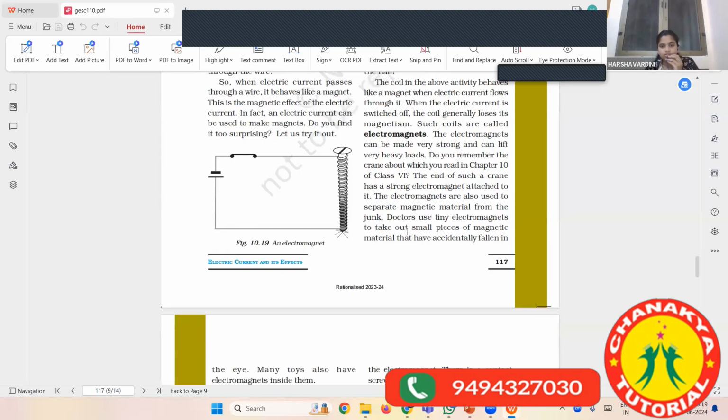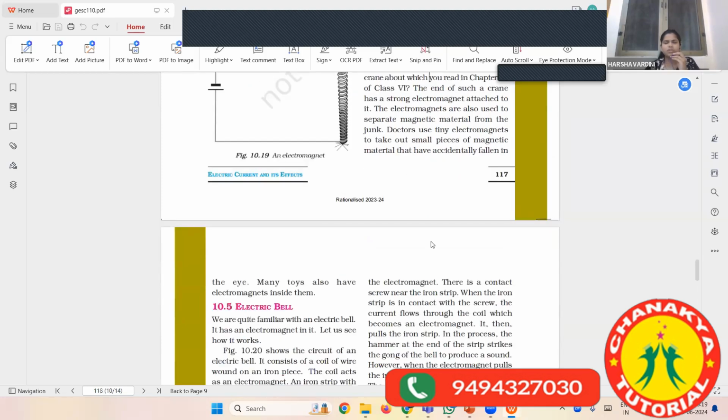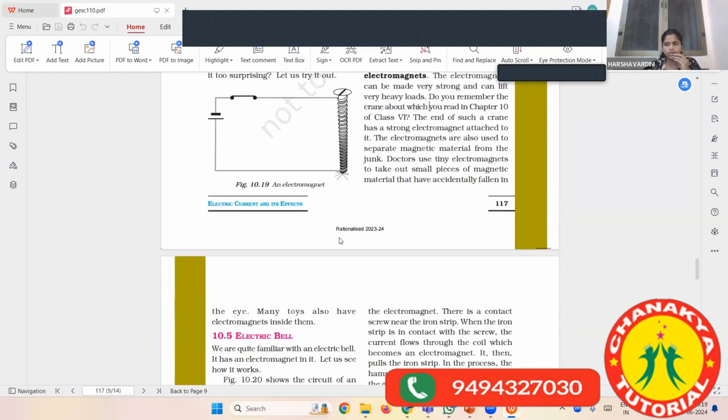And doctors use tiny electromagnets to remove material that has accidentally fallen in the eye. Sometimes people doing electrician work or something, iron materials can fall into their eyes. In such cases, eye doctors also use this kind of magnet to remove it, and dentals also.